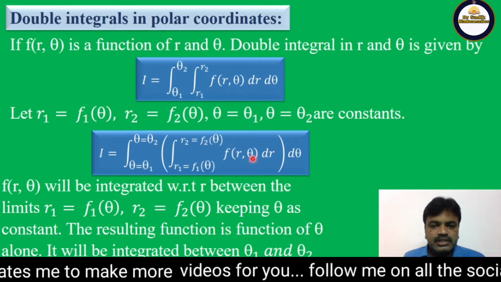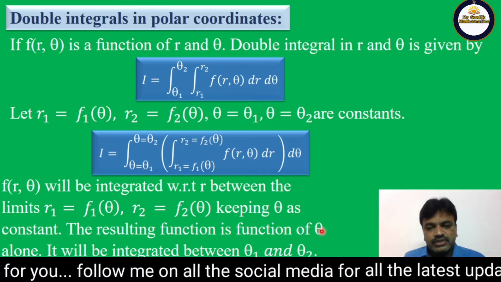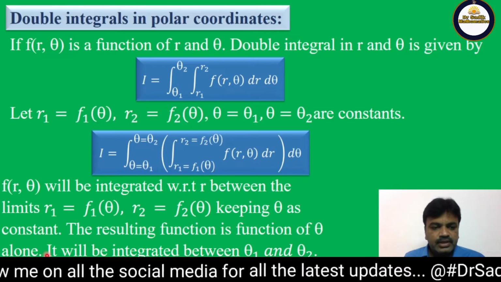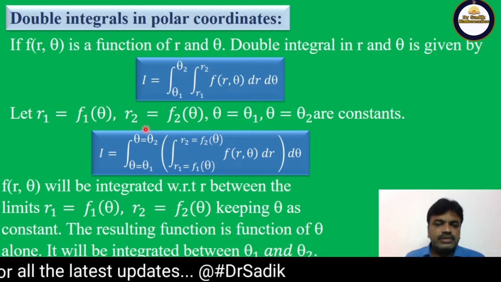So whenever there is theta, theta is treated as a constant. The resulting function is a function of theta alone. It will be integrated between theta 1 to theta 2, friends. Then we get the required integration value.